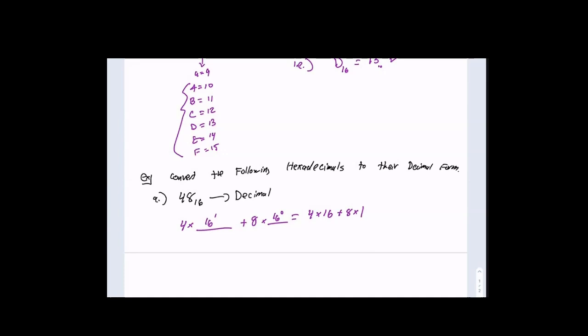So now we got to go into our calculator. We need to figure out what 4 times 16 is. So 4 times 16 is 64. So this is 64 plus 8, which is 72. So 48 in hexadecimal is the equivalent to the number 72.